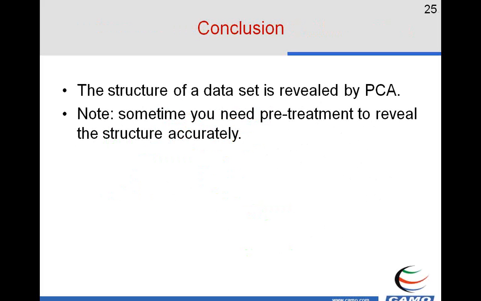So with this very small example, we can see that the structure of a dataset can be revealed by PCA. And sometimes you need to do a pretreatment to reveal the structure accurately. So here it was spectroscopic data, so we did a spectroscopic pretreatment, like a derivative. But even on other types of data, you may have to do some pretreatment, like standardization, for example.